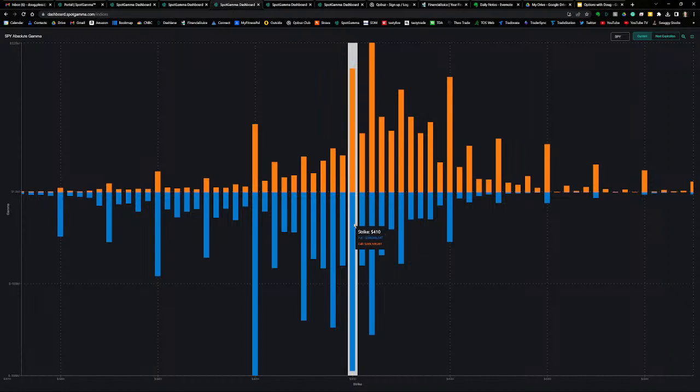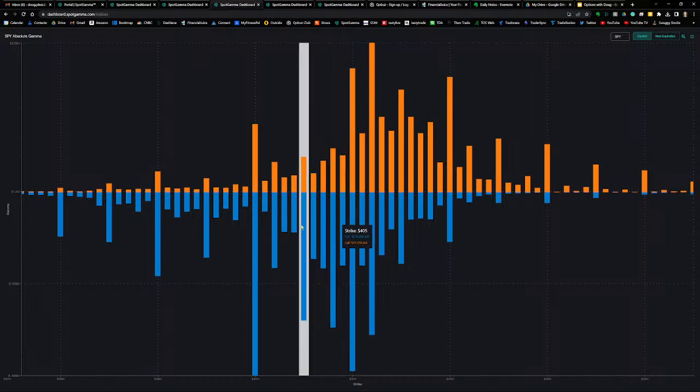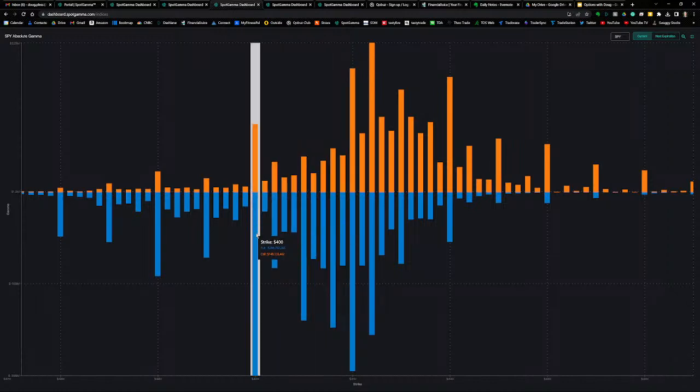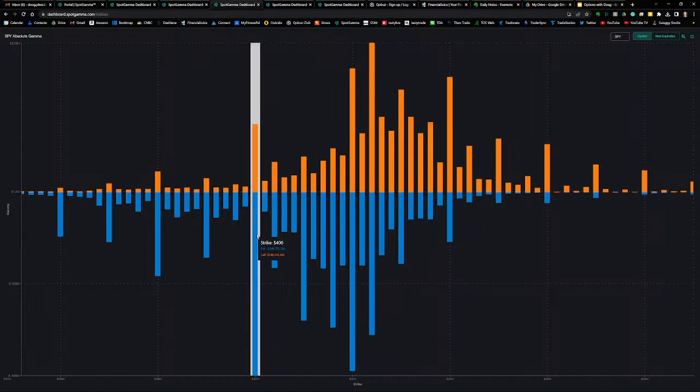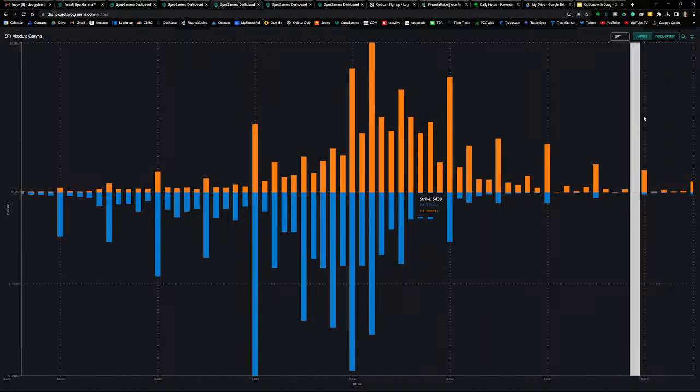So there's the absolute gamma strike, the strike with the largest absolute gamma. And the put wall remains at 400, the strike with the largest net negative gamma. And then the call wall actually moved higher from 416 yesterday to 420. So there's the ceiling and the floor for SPY. And then the volatility trigger did shift slightly lower from 412 yesterday to 411.